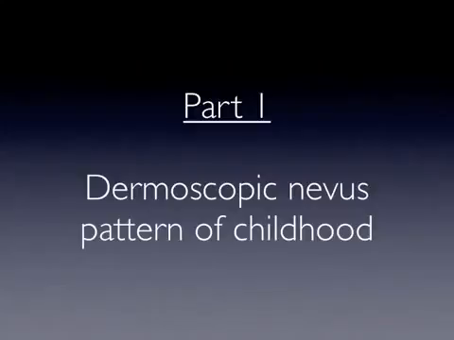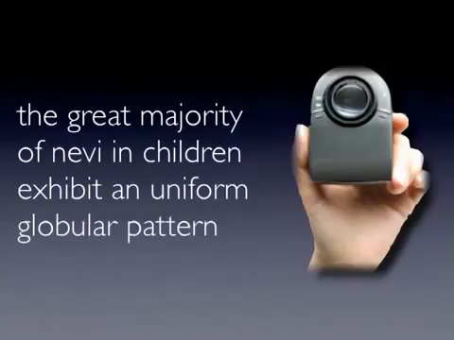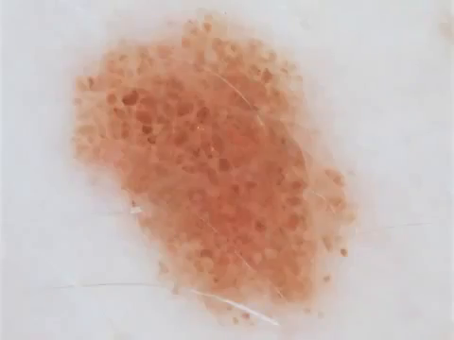In part 1, we will speak about the dermoscopic nevus patterns of childhood. Childhood is defined as the period between infancy, about 1 to 2 years, and pubescent, which starts around 9 to 14 years. The great majority of nevi in children will exhibit a uniform globular pattern, like in this case shown, a uniform globular nevus.